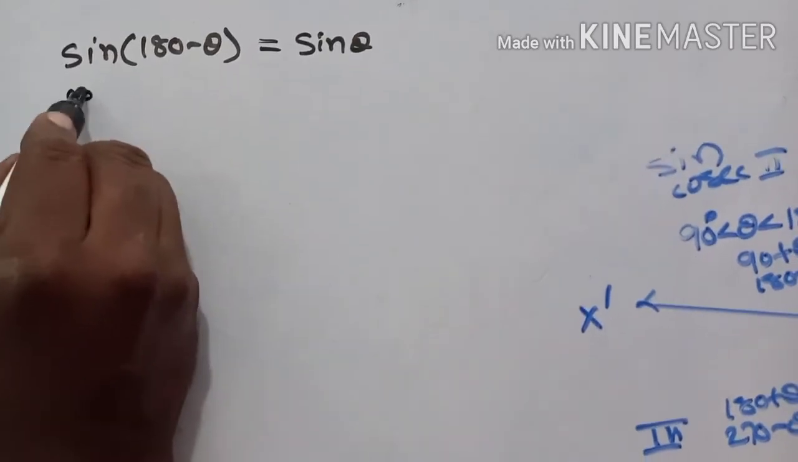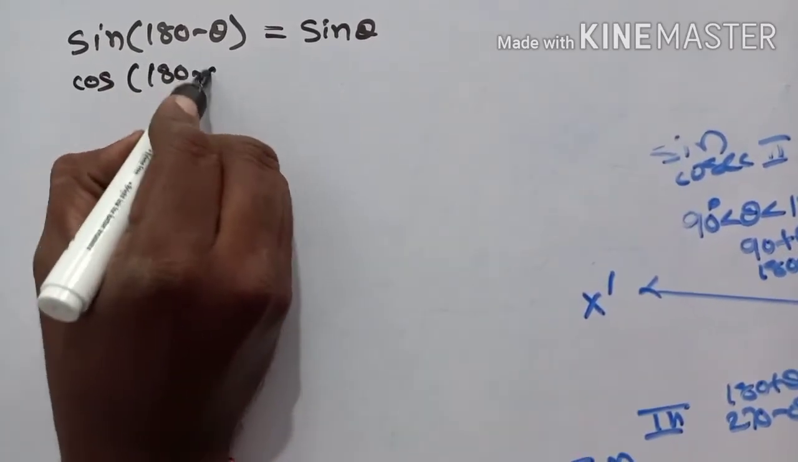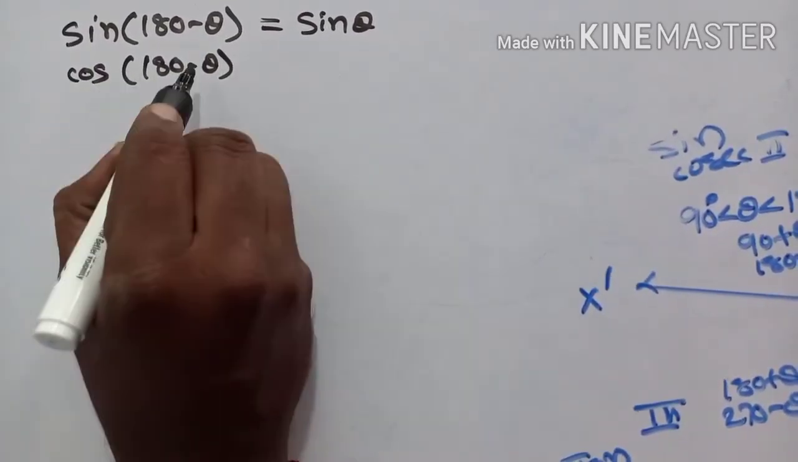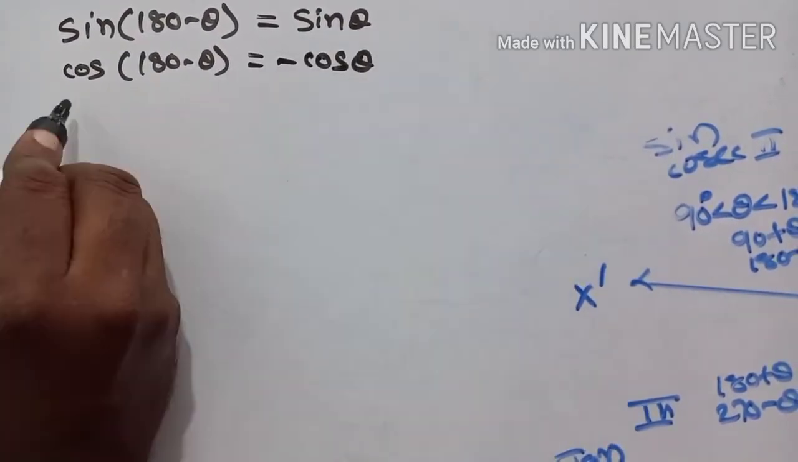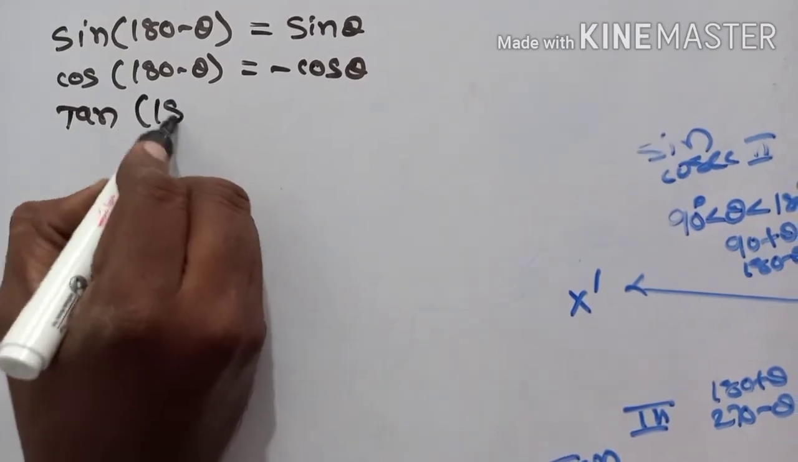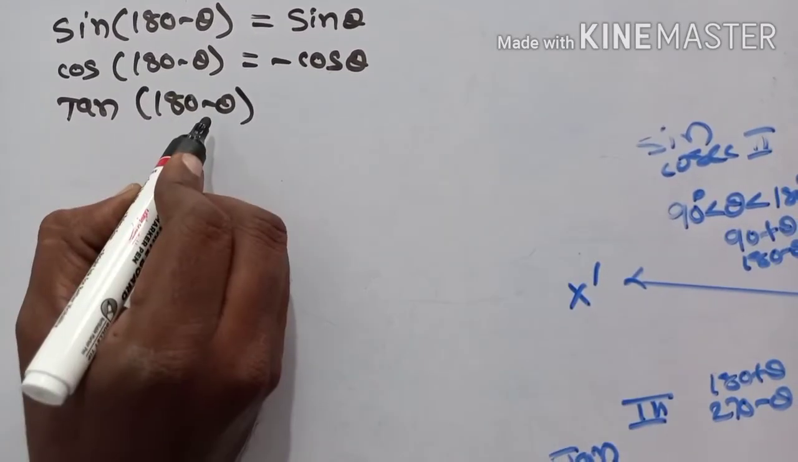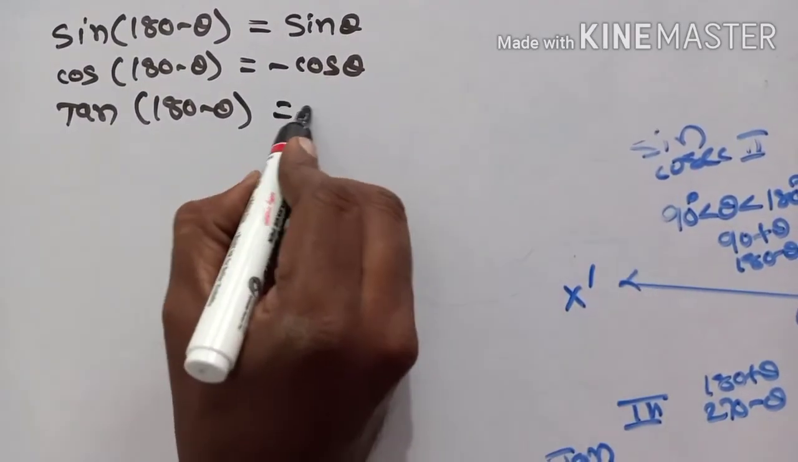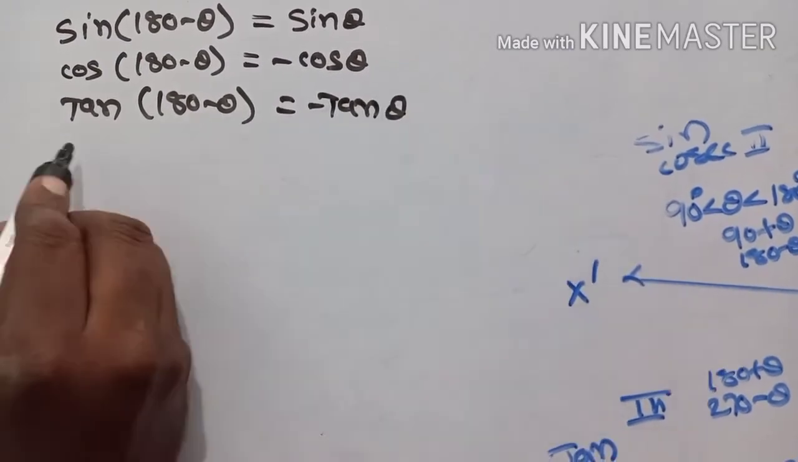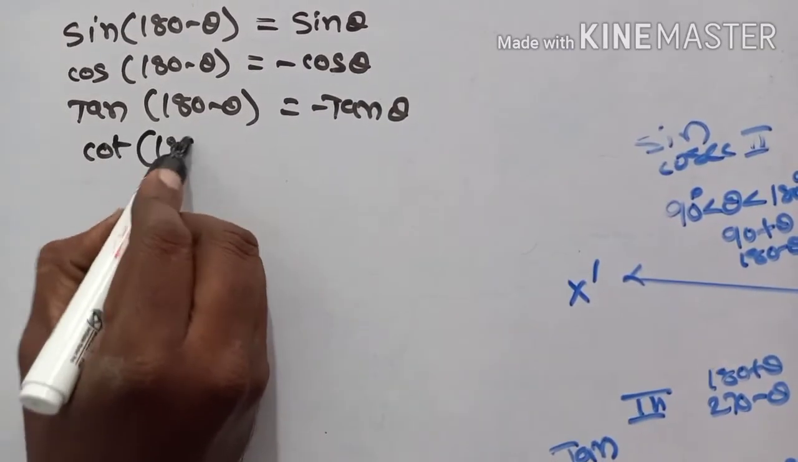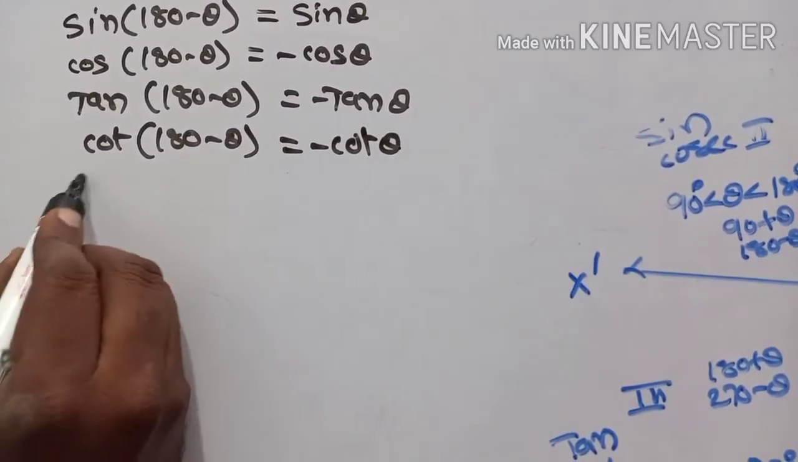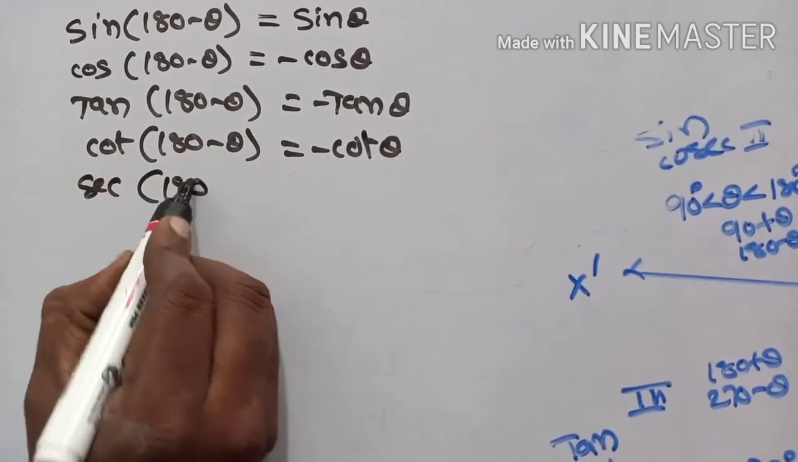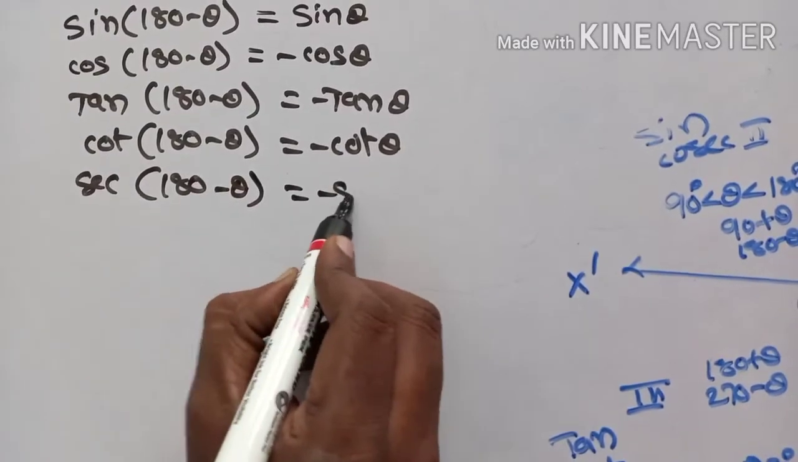Cos of 180 minus theta is in the second quadrant, negative, so minus cos theta. Tan of 180 minus theta is in the second quadrant, negative, so minus tan theta. Cot of 180 minus theta is also negative, so minus cot theta. Sec of 180 minus theta is minus sec theta.